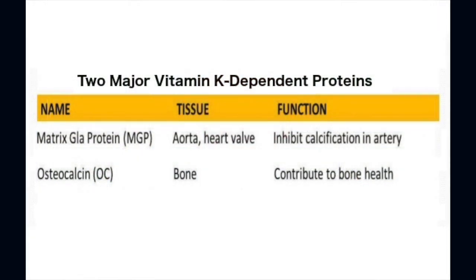Vitamin D is responsible for producing numerous GLA proteins, but in this presentation we'll only discuss two: matrix GLA protein and osteocalcin. Matrix GLA protein, also known as MGP, is a vitamin K-dependent protein produced by vitamin D and is secreted by arterial linings. When activated by vitamin K2, MGP supports the inhibition of calcification in the heart valves and arterial walls, and also supports the inhibition of kidney stone formation in the kidneys.